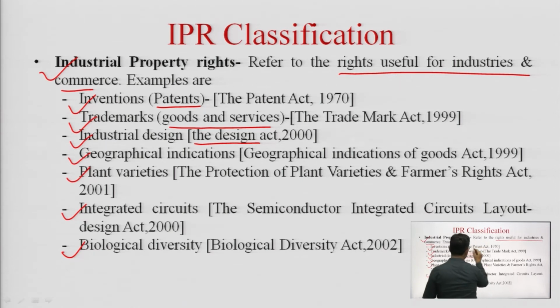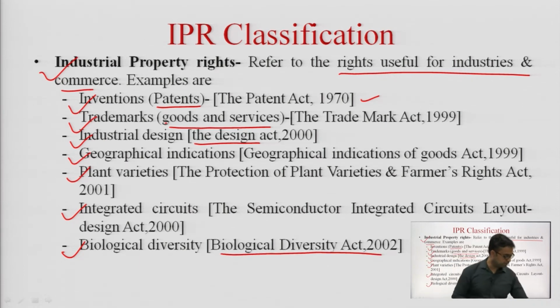And in this also the law is written according to this, okay. So, for any patent, the Patent Act 1970 will work. Trademark for goods and services, the Trademark Act 1999. Industrial design, the Design Act 2000. Geographical indication, the Geographical Indications of Goods Act. Plant varieties, the Protection of Plant Varieties and Farmers Rights Act 2001. Integrated circuits, the Semiconductor Integrated Circuit Layout Design Act 2000, and Biological Diversity, the Biological Diversity Act 2002. So, these are the industrial property rights.